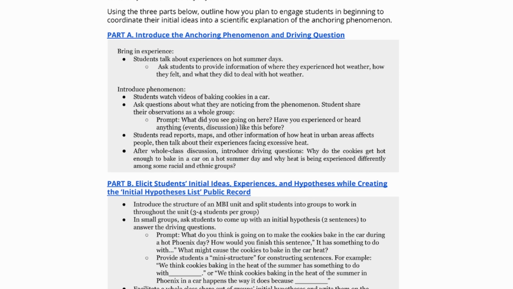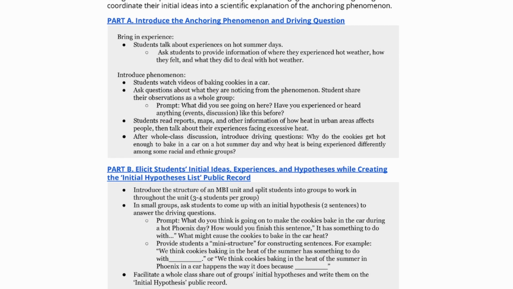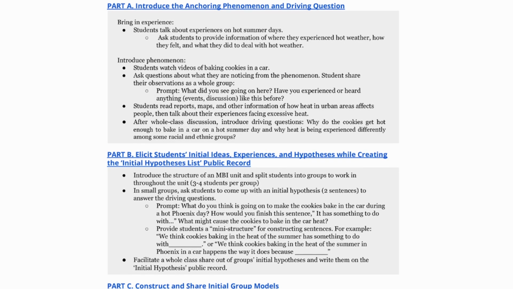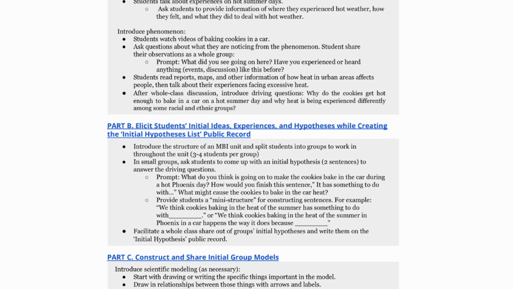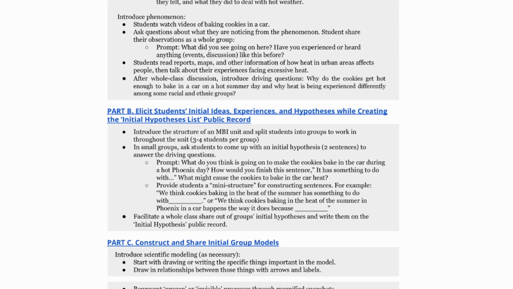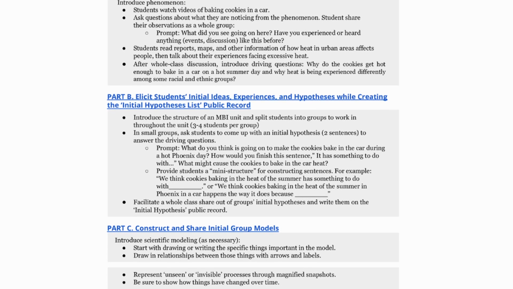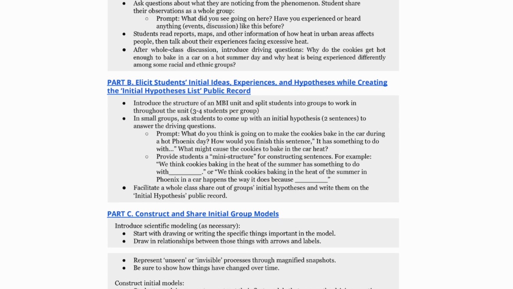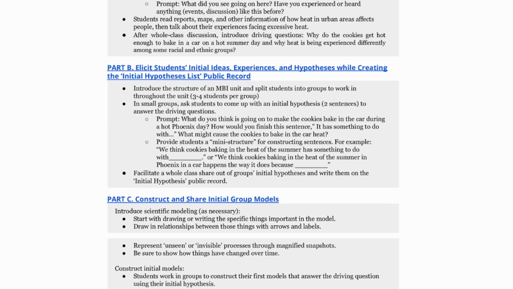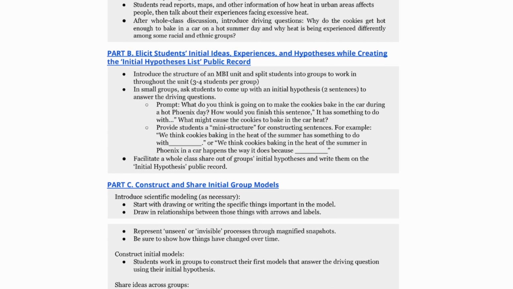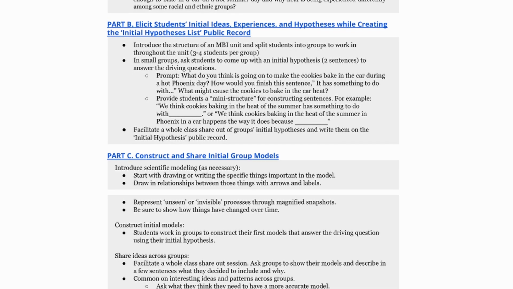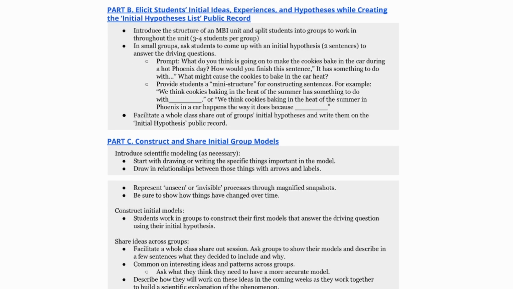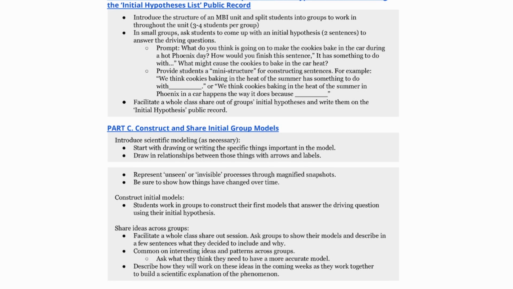In groups, students generate and share initial hypotheses like, it has something to do with the windows trapping heat, or some places have more trees than others. They also construct initial group models using arrows, labels, and magnified views to show what they think is happening to heat and air inside the car and in the environment around it. Importantly, the groups share these models with the whole class to make sure everyone's ideas are resources for everyone else.